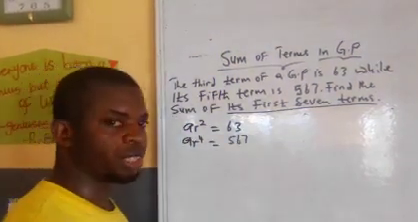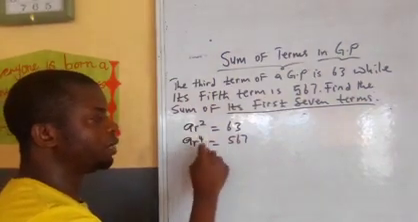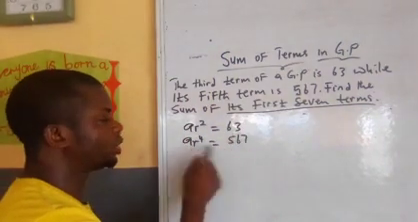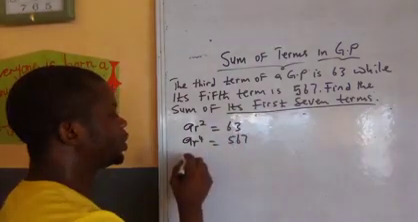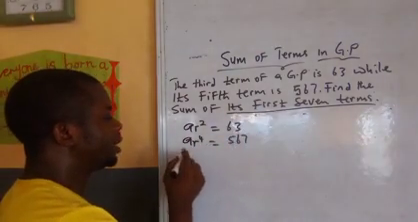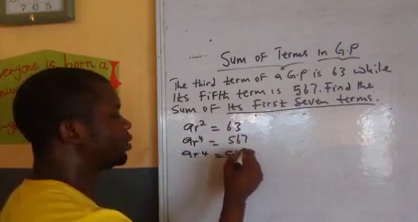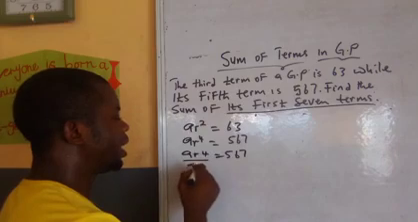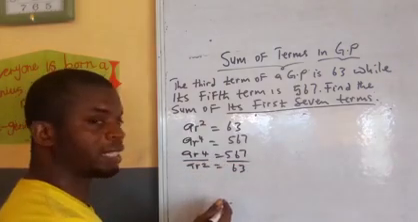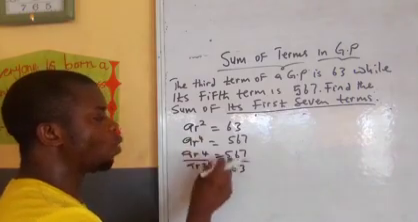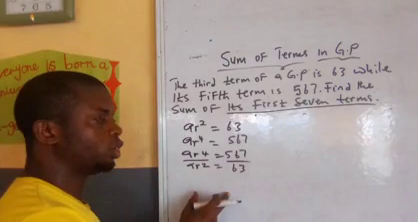We have 2 equations here. Then what do you do? You divide. You see the bigger one. Which one is the bigger one out of the 2 equations? a r power 4 is the bigger one. So what you're going to do now is just divide a r power 4 equals 567 by a r power 2 equals 63. Do you understand that? So the bigger one will come up, the smaller one will come down. So you divide it.